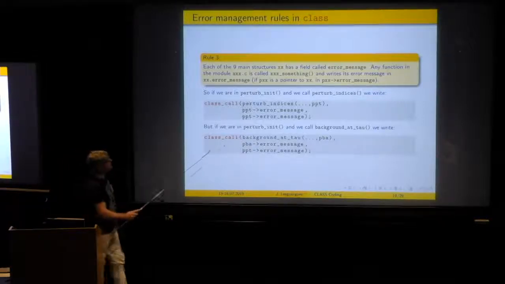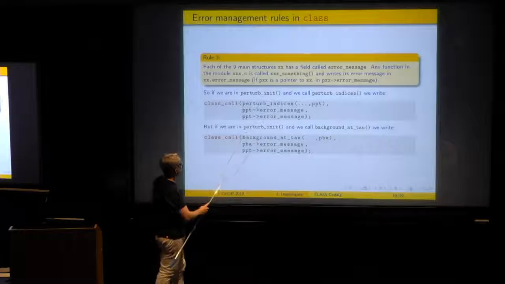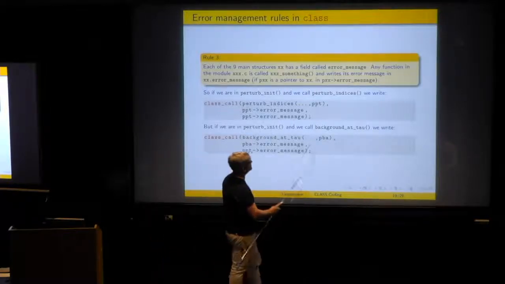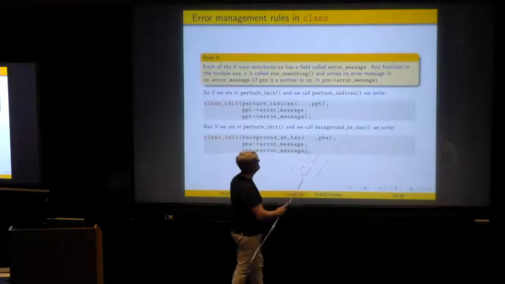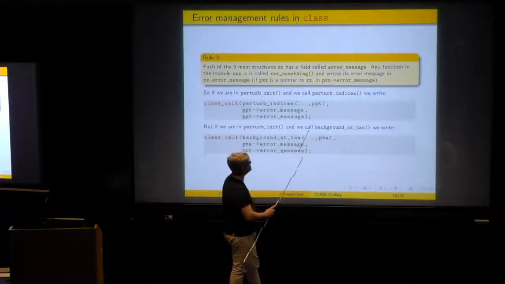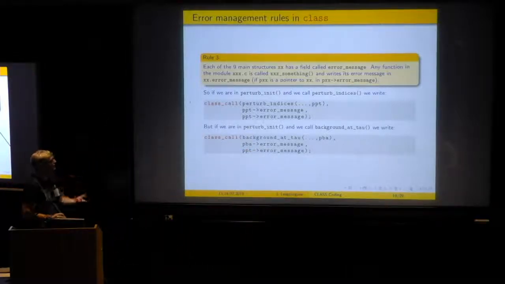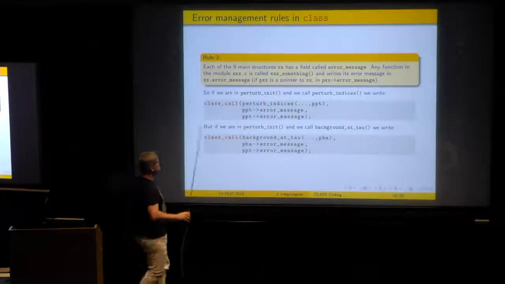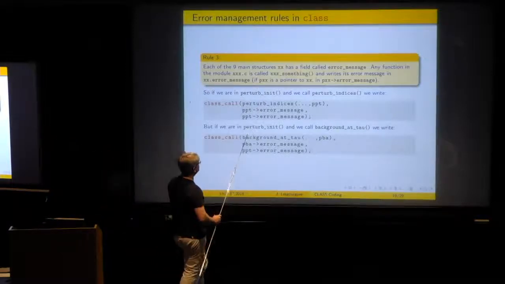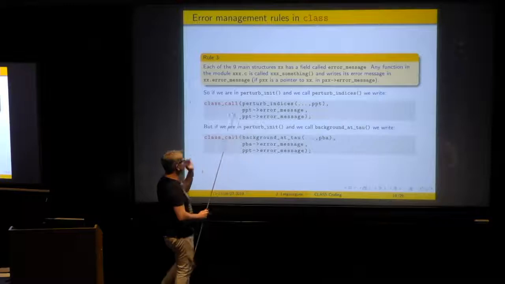So this is another example. And here we assume that we are still in perturb init. But in perturb init, we have to call background at tau. It's very typical. Background at tau is an external function of the background module, and it's used to get the background quantities. Of course, the perturbations need to know the background quantity. So if we are in the perturb module and we call background at tau, we don't think too much.